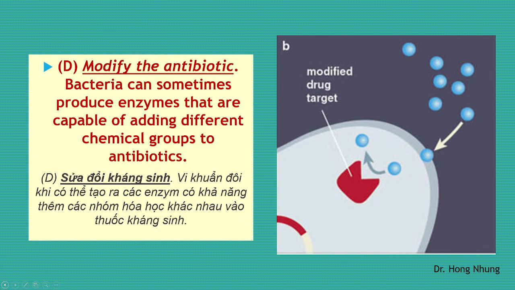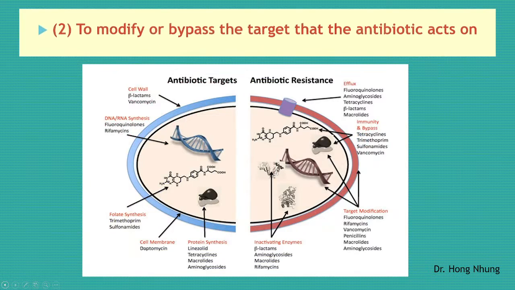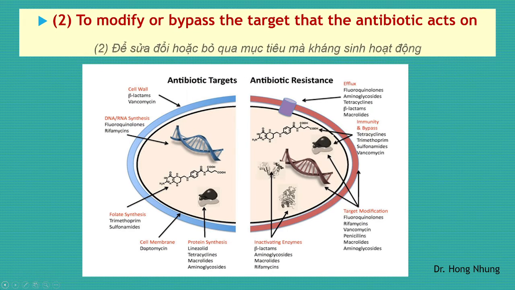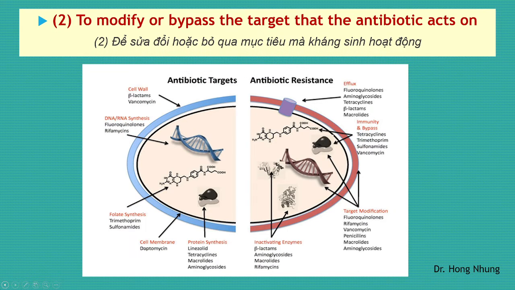D. Modify the antibiotic. Bacteria can sometimes produce enzymes that are capable of adding different chemical groups to antibiotics. 2. To modify or bypass the targets that the antibiotic acts on.